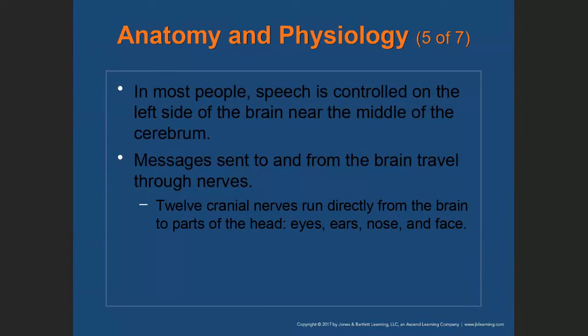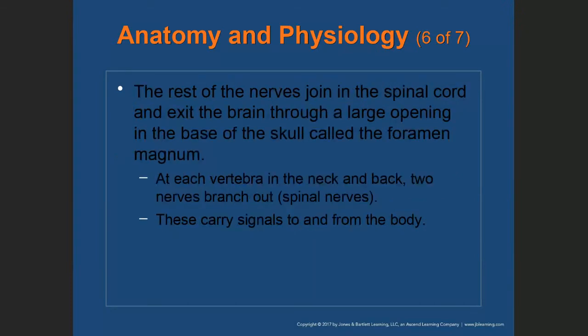Messages sent to and from the brain travel through nerves. 12 cranial nerves run directly from the brain to parts of the head, eyes, ears, nose, and face. The rest of the nerves join in the spinal cord and exit the brain through a large opening at the base of the skull, referred to as the foramen magnum.